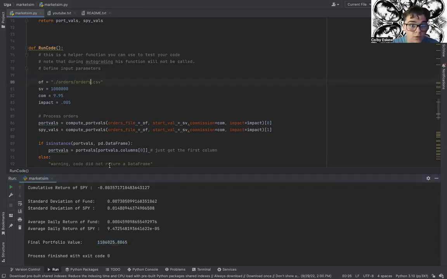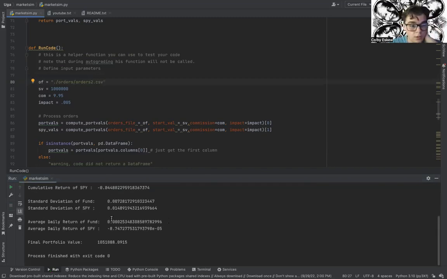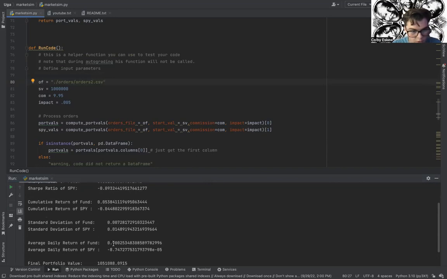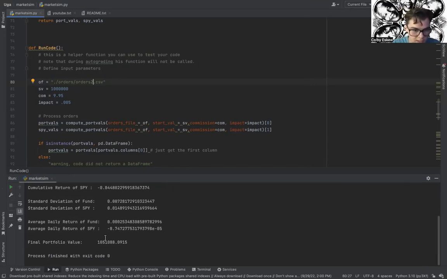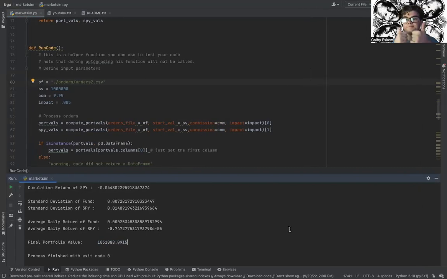And then if we want to go ahead and hit 2 right there, we can rerun. And you'll get 0.55, 0.0538, 0.00728, and 0.000253. Come back here, 0.55, 0.0538, 0.00728, 0.000253. Total value of the portfolio is $1,051,088 and 9.15 cents. And you can see that same result right here, just without commas. And yeah, cool.